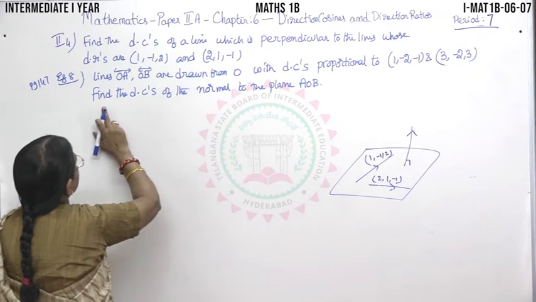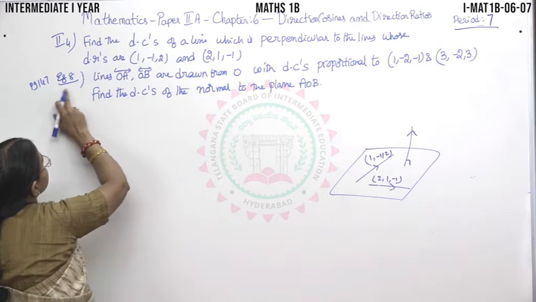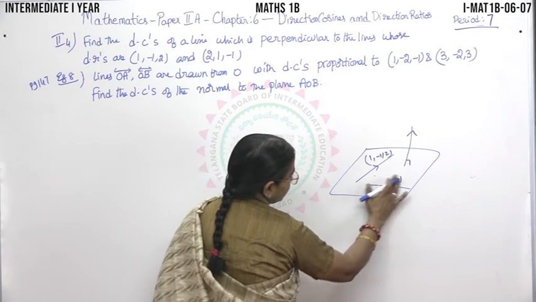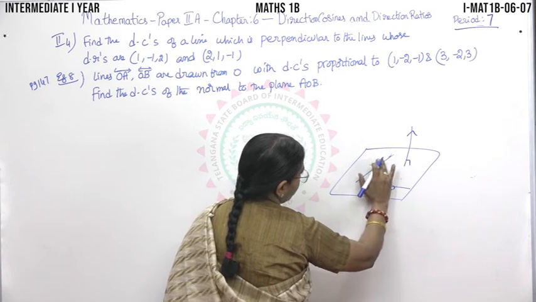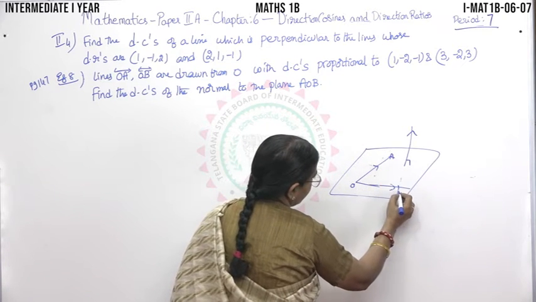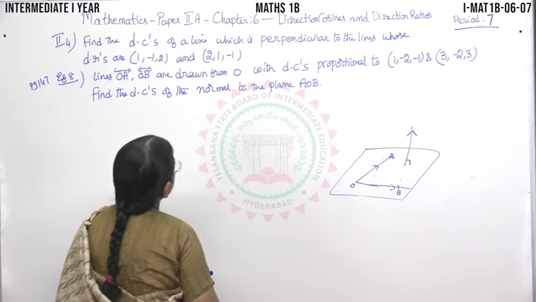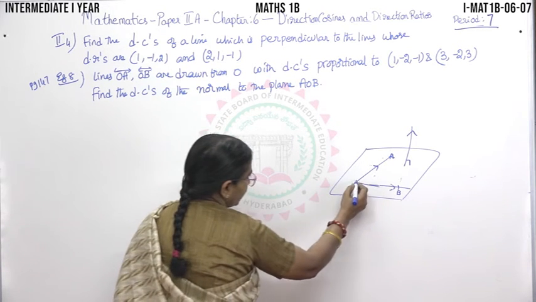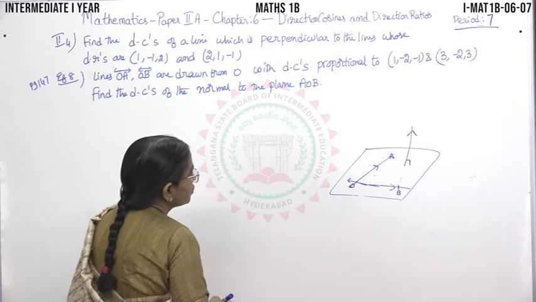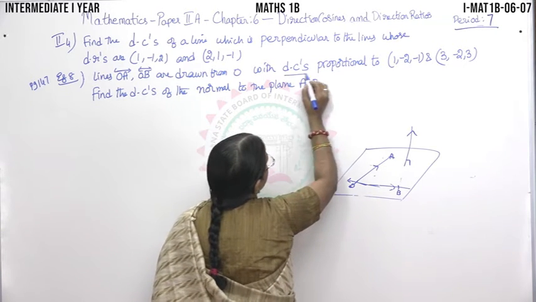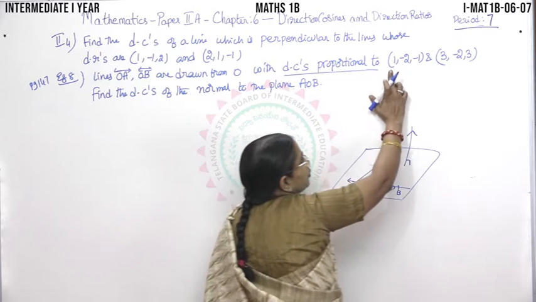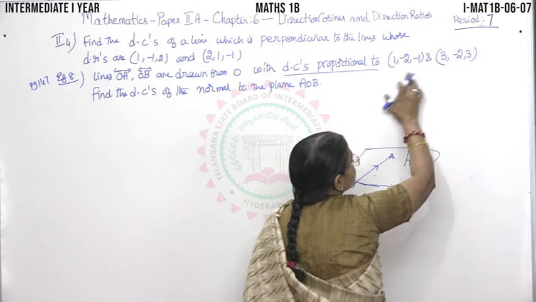Now if you see the second problem, it is example 8. So the lines OA and OB. In that case, you have the origin O, and OA and OB here, the lines OA extended and OB extended like this. Direction cosines proportional to A, B, C. Understand this: direction cosines are proportional to means these are the direction ratios.